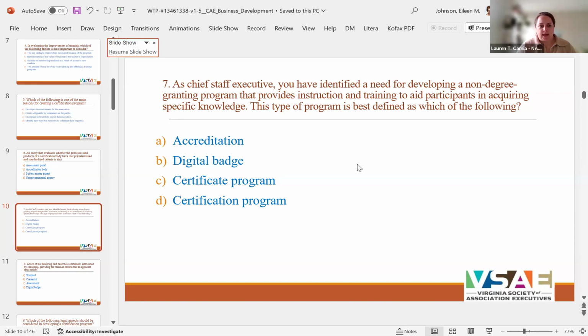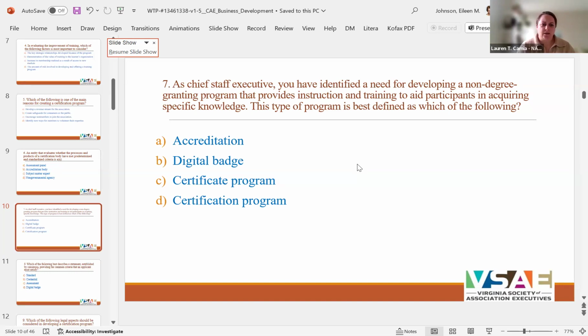I'd eliminate B, digital badge, because this seems to be more in-depth, and digital badge to me is more along the lines of micro-credentialing. Non-degree granting program. I don't believe it's a certificate program because that, well, I don't know, this seems to, maybe it is more like a certificate program.